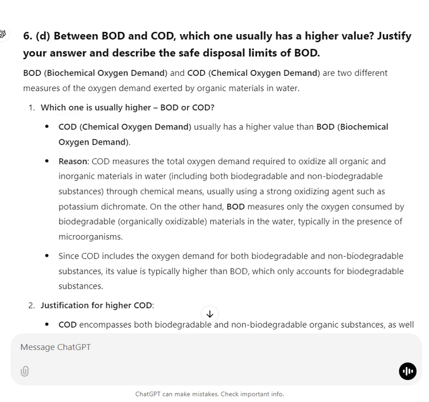COD, chemical oxygen demand, usually has a higher value than BOD, biochemical oxygen demand. Reason: COD measures the total oxygen demand required to oxidize all organic and inorganic materials in water, including both biodegradable and non-biodegradable substances, through chemical means, usually using a strong oxidizing agent such as potassium dichromate. BOD, on the other hand, measures only the oxygen consumed by biodegradable, organically oxidizable materials in the water, typically in the presence of microorganisms. Since COD includes the oxygen demand for both biodegradable and non-biodegradable substances, its value is typically higher than BOD, which only accounts for biodegradable substances.